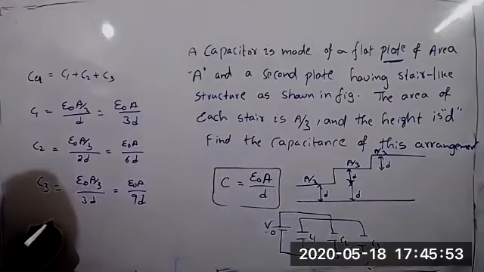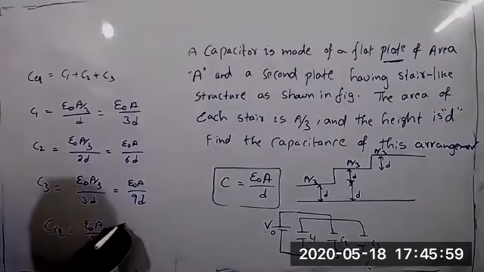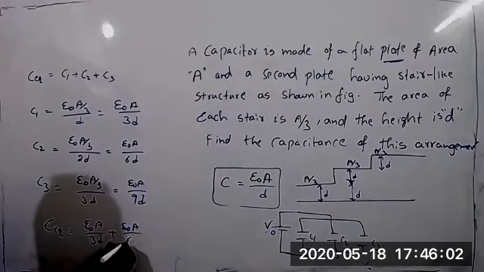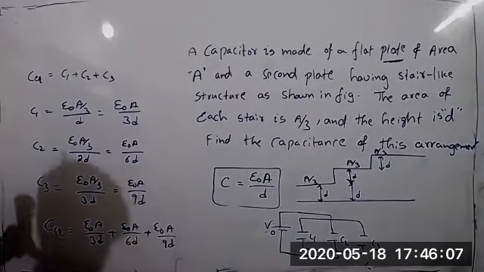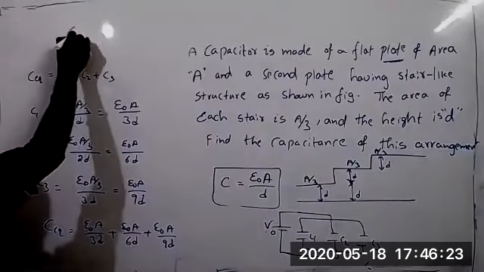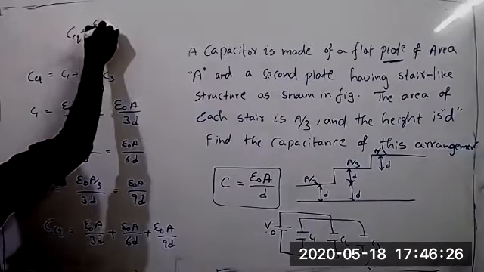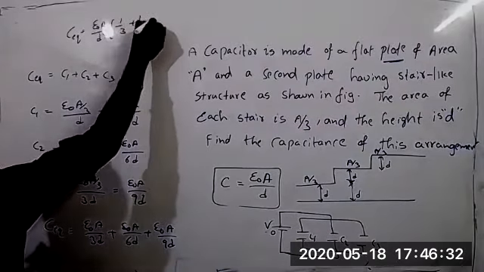Calculate that. C equivalent equals C1 plus C2 plus C3. So epsilon naught A by 6D plus epsilon naught A by 9D, plus epsilon naught A by 3D. We can take it common, right? C equivalent equals epsilon naught A by D, if you take common, 1 by 3 plus 1 by 6 plus 1 by 9.